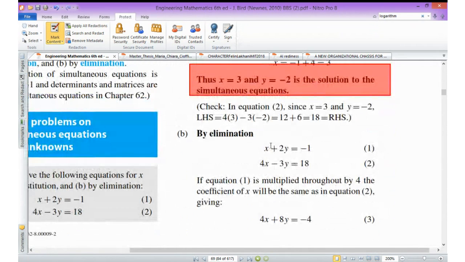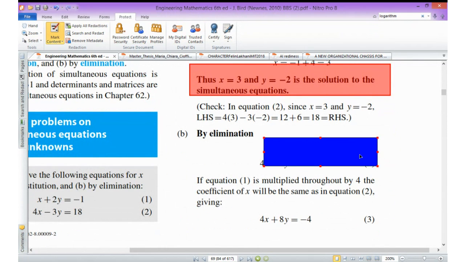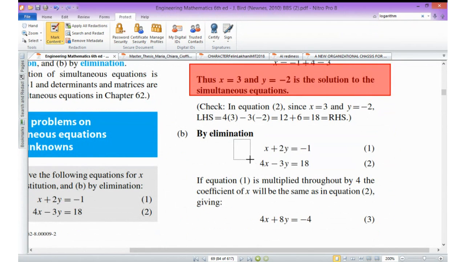So the example we've been given is this: 2 sets of equations. x plus 2y is equal to -1, and 4x minus 3y is equal to 18. So we are looking at the value of x and the value of y.